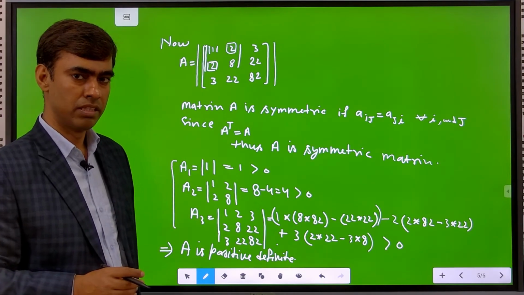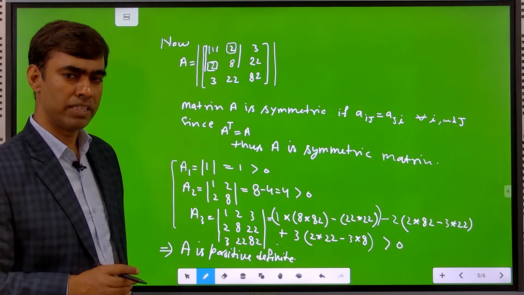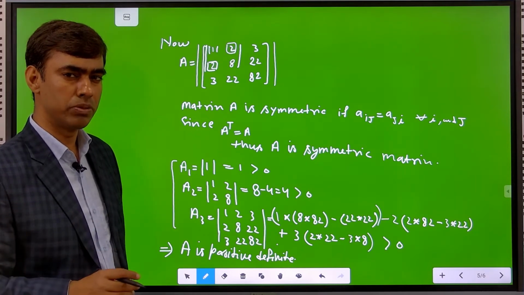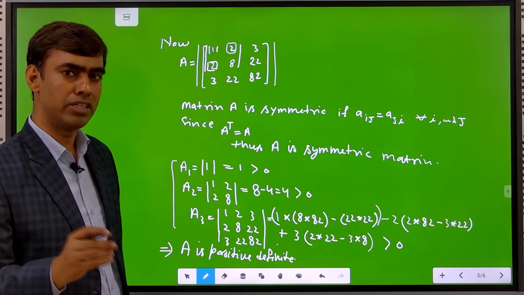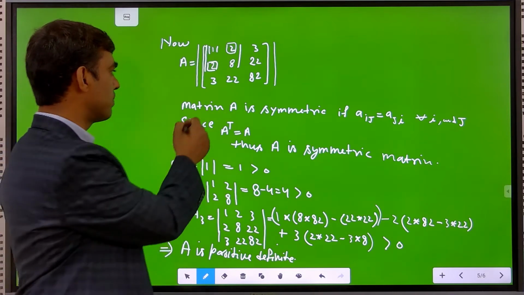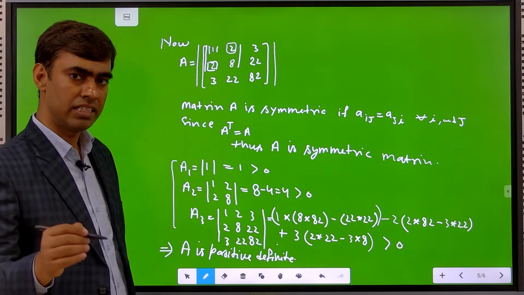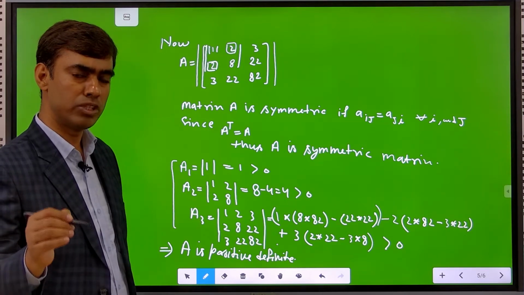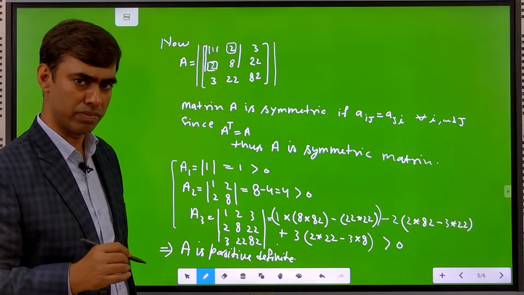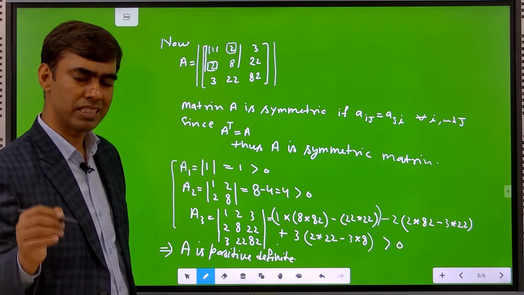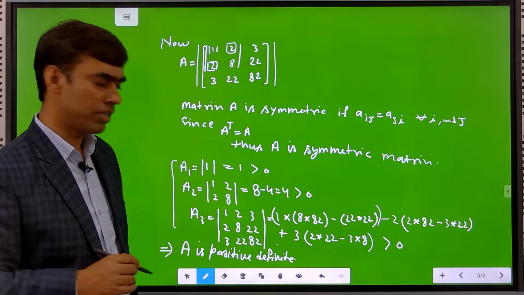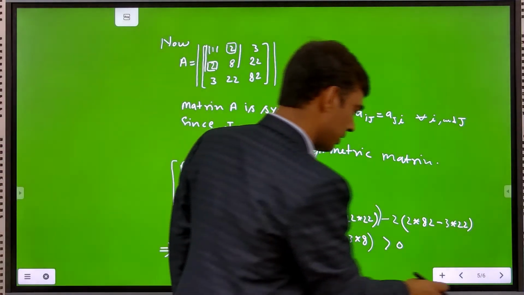Now if A is a symmetric matrix and A is positive definite, then we are able to apply Cholesky's method. Otherwise we are unable to apply Cholesky's method because we are unable to decompose A as L into L transpose. If any one property is not satisfied, then we are unable to decompose A as a lower triangular matrix into the transpose of a lower triangular matrix, or an upper triangular matrix into the transpose of an upper triangular matrix.